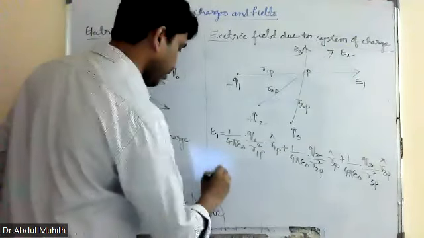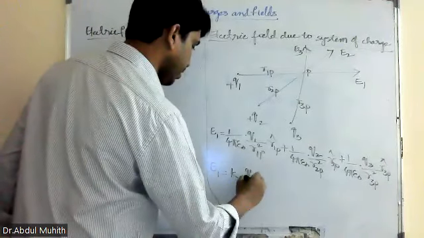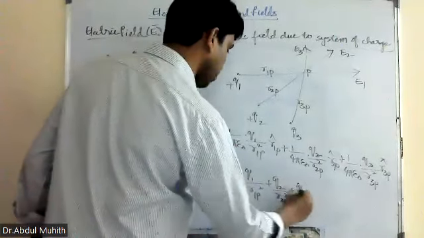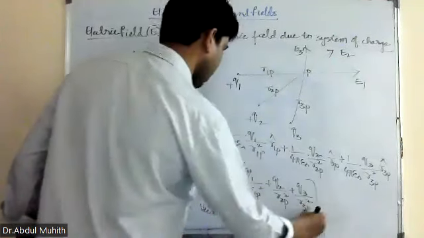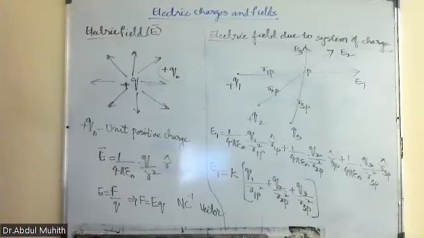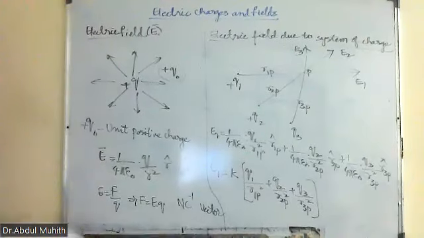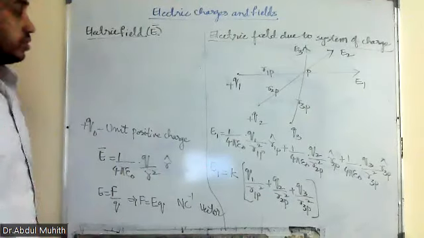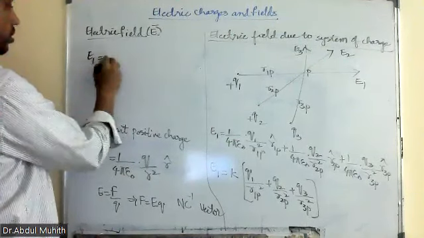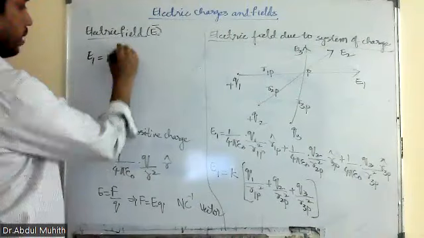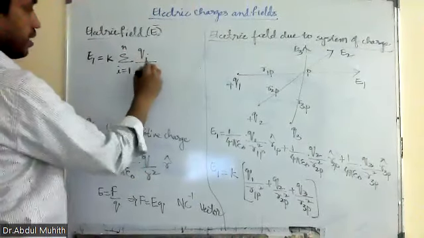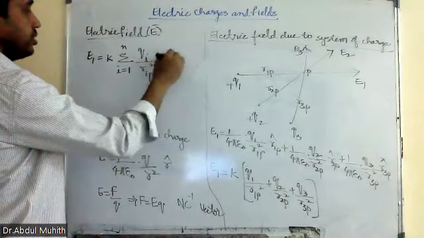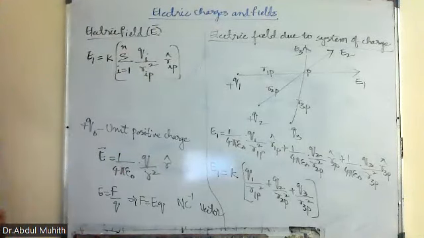When we take the common factor, the net field E is equal to K into Q1 by R1P square plus Q2 by R2P square plus Q3 by R3P square, with the respective unit vectors. So in general, E is equal to K into summation i equal to 1 to n of Qi by RiP square into RiP cap. This is the general formula.